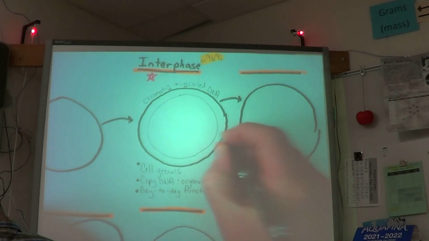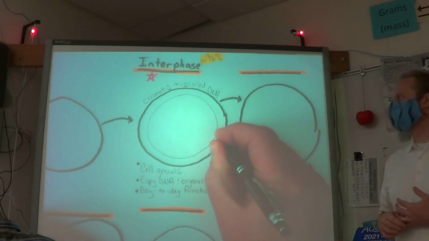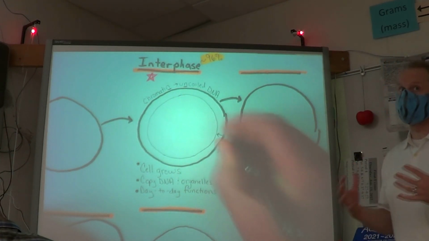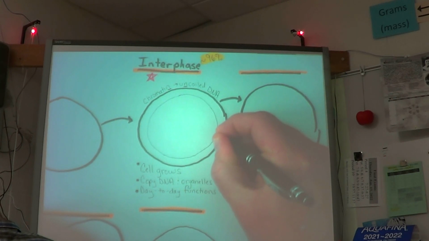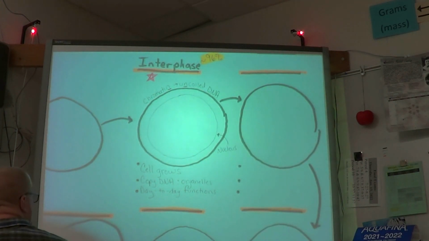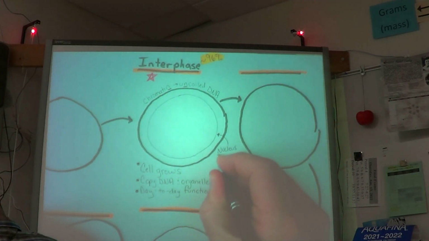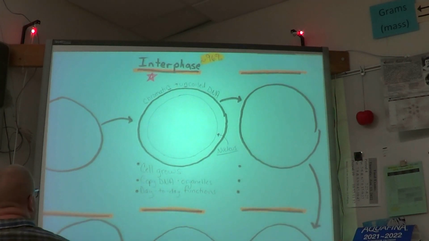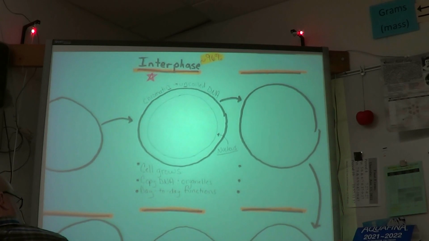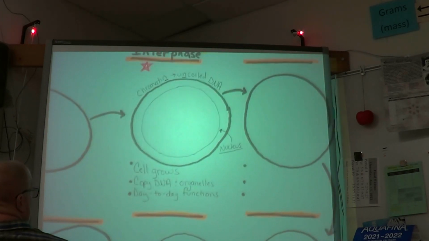Are there mitochondria? Absolutely. Are there endoplasmic reticulum? Absolutely. Are there ribosomes? Yeah. But we're talking about the division of the genetic information housed in the nucleus. Therefore, we're going to emphasize the nucleus. So we should make sure we label said nucleus, because otherwise it's just a circle on my piece of paper. So we want to make sure we draw a nucleus. Big circle, nucleus.